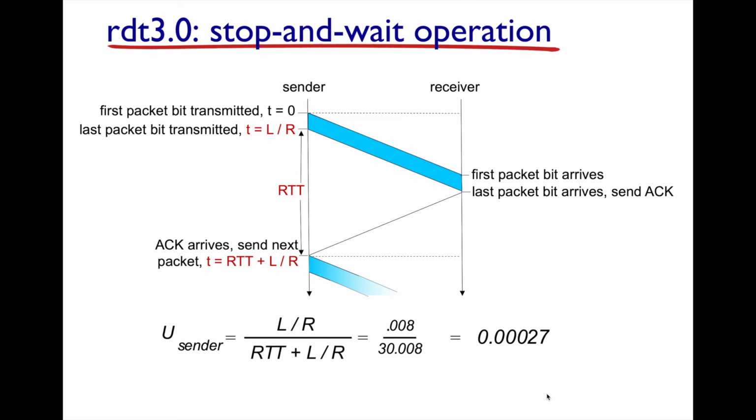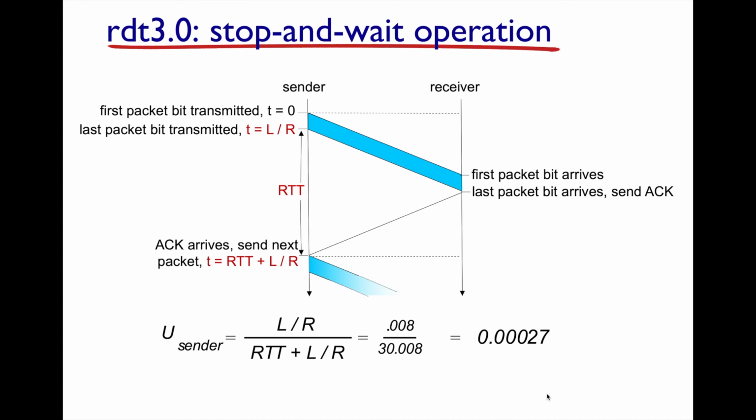You start out at some time t, and at L over R, which is the transmission delay, which in this case is 8 microseconds, you transmit your data, your 8,000 bits, 8 kilobits into the wire, right? So at 8 kilobits, or L over R, that's the amount of time for your transmission delay.